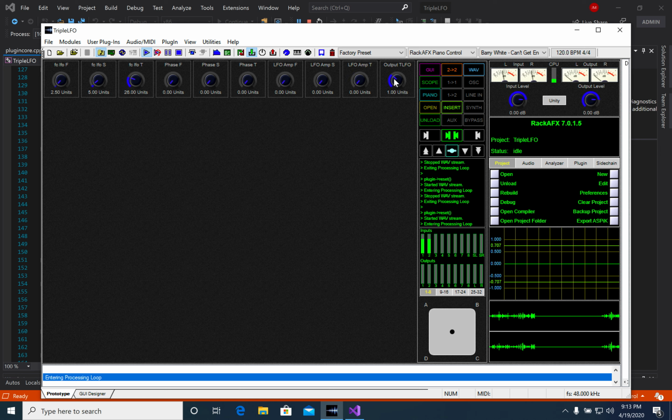And the overall output, you can see right here, the output left and right. You can bring it up, bring it way down.